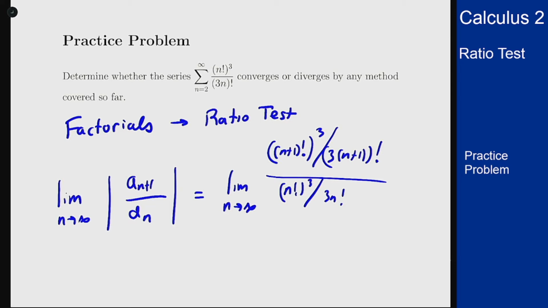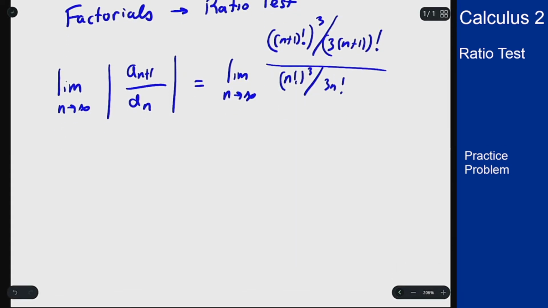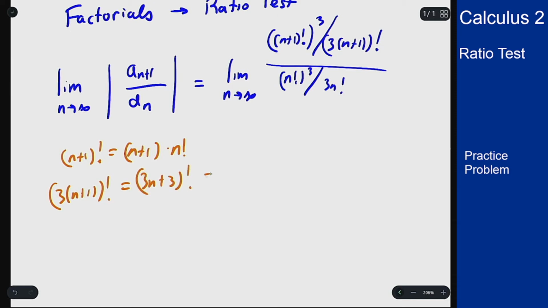Now I want to use my rules for dealing with factorials in order to simplify this. As an aside, n plus 1 factorial is n plus 1 times n factorial, and 3n plus 1, all factorial, distributes to 3n plus 3 factorial, which is 3n plus 3 times 3n plus 2 times 3n plus 1 times 3n factorial. The point here is that things will cancel: this n factorial will cancel with the n factorials here, and this 3n factorial will cancel this one here.